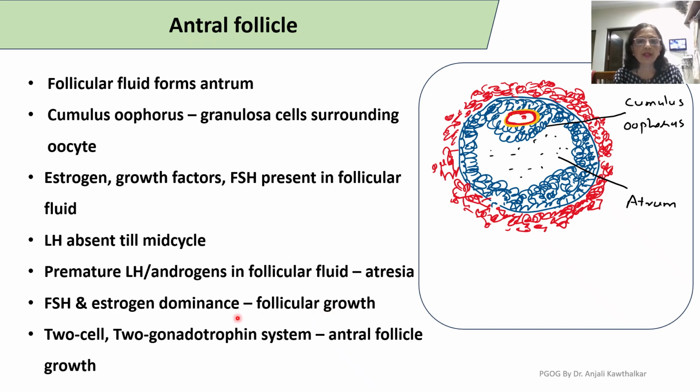Now, the growth of the antral follicle is dependent on a system called the two-cell, two-gonadotrophin system. We will see what it is. So remember, initial primordial follicle development is FSH independent. It is dependent on the paracrine, autocrine system. Then a stage comes when FSH is necessary for recruitment of the cohort. After that, preantral follicle development is dependent on androgens. Now we are coming to the antral follicle, where the further growth is dependent on a system called the two-cell, two-gonadotrophin system.